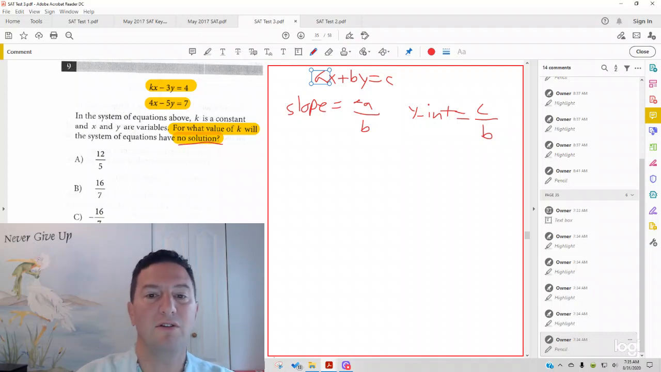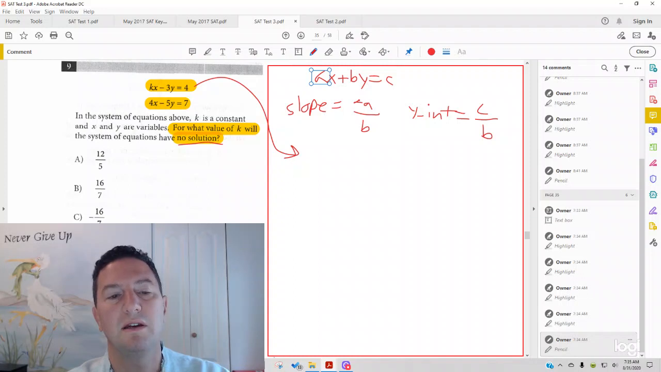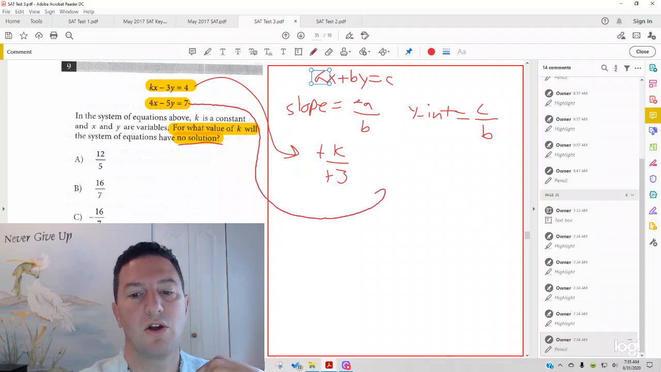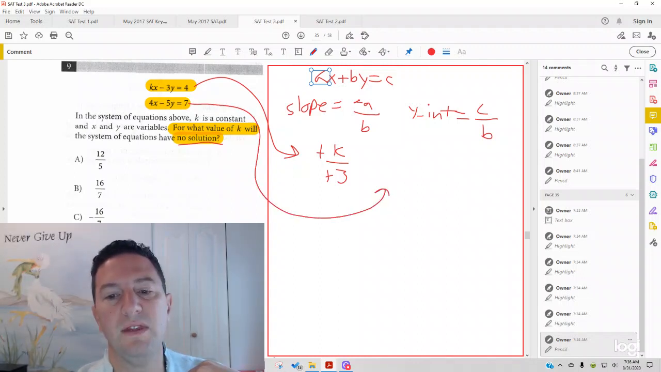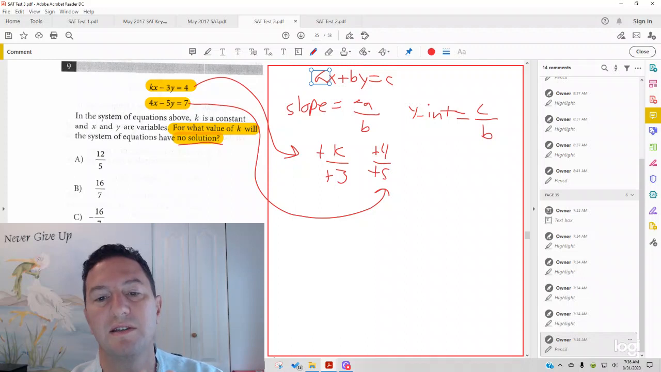So, in other words, I'm just going to apply this negative a over b to the first equation, and you'd get negative k over negative 3, which is just k over 3. Negative over negative is a positive. And then I'd apply it here as well, and I get negative 4 over negative 5, and negative over negative is again a positive.